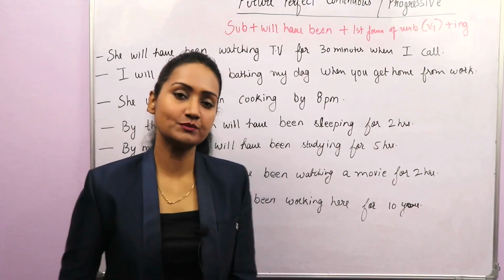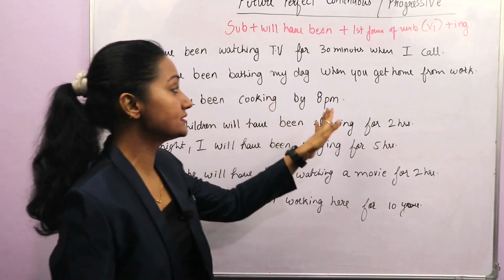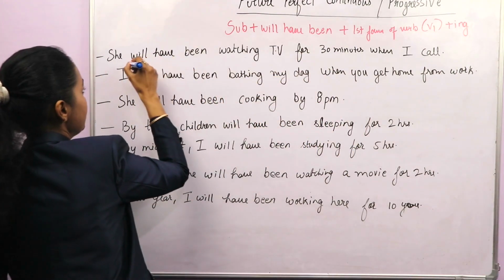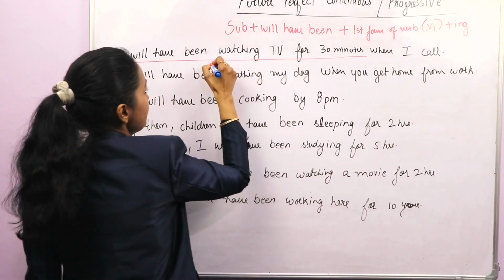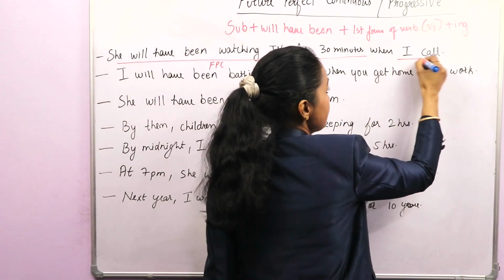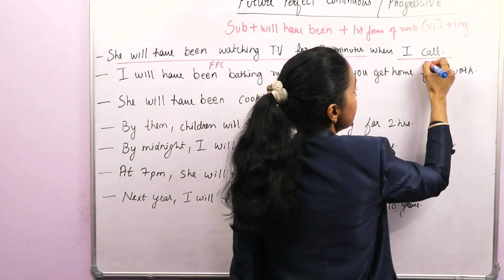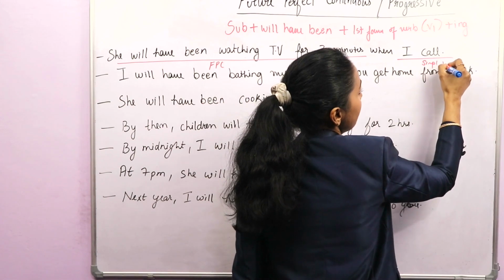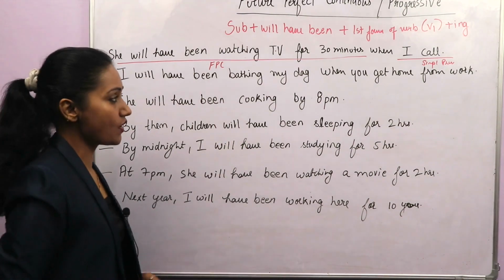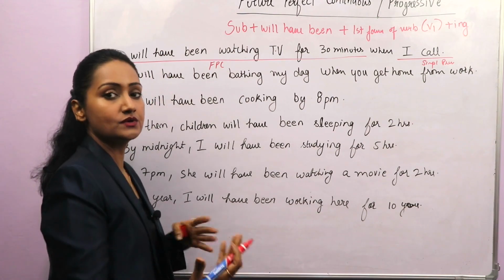Let's go through some more examples. She will have been watching TV for 30 minutes when I call. Again, there is a duration of 30 minutes, so this will be in future perfect continuous tense, and the interruption, the action which will happen in future and interrupt this action, will be in simple present. Next is I will have been bathing my dog when you get home from work, means when you reach home or when you come back home.